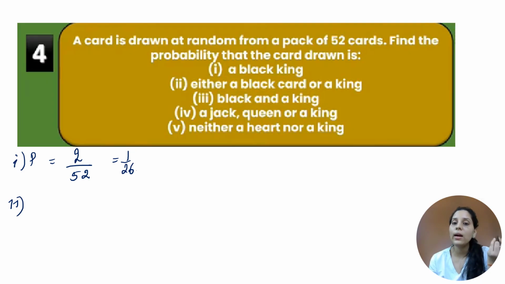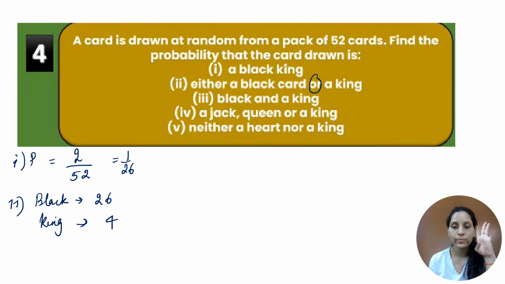Next, either a black card or a king. Now this is interesting. Either a black card. I told you, or means we always add. Now, how many black cards do we have? Black cards we have 26 altogether. And how many kings do we have? We have 4 kings, right? But in these 4 kings you have 2 red kings and 2 black kings. But those 2 black kings are already counted in this, so -2. So the total favorable outcomes will be 28.